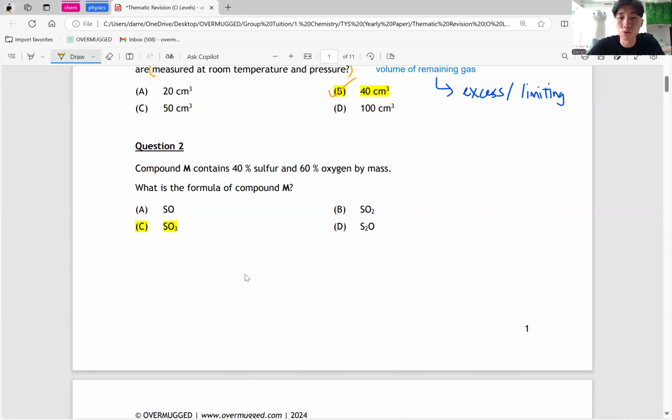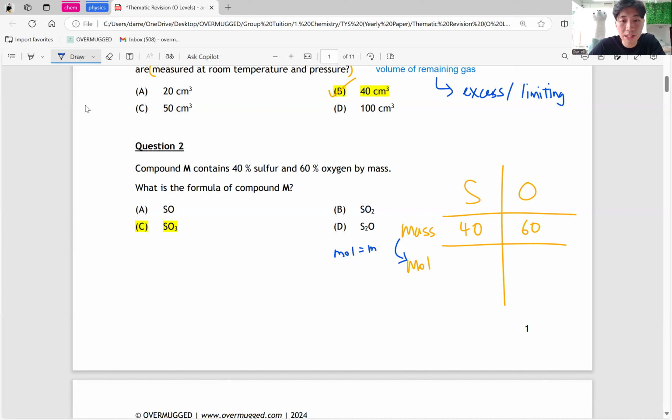So what we would want to do is to first draw it out in the form of a table. We have our sulfur, we have our oxygen. The first thing you're going to put down is the mass, and we're going to put it down in exact percentages. The next thing you would want to find is the mole. A very important question to ask ourselves is, how do we go from mass to mole? The formula is mole equals mass over Mr. So we need to take this 40 divided by the Mr in order to get the number of moles. So you want to divide by the Mr of sulfur, which is 32, and you also want to divide by the Mr of oxygen, which is 16.